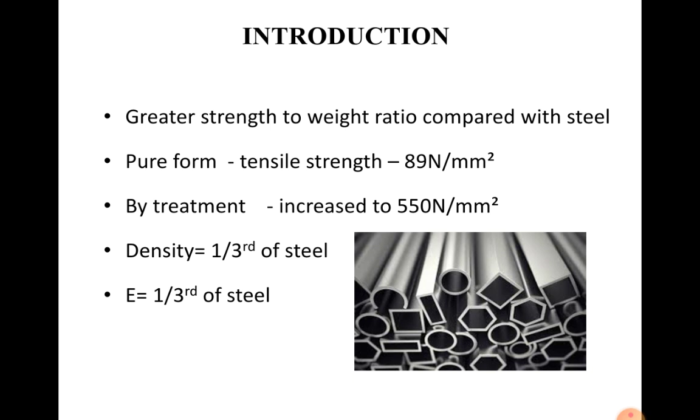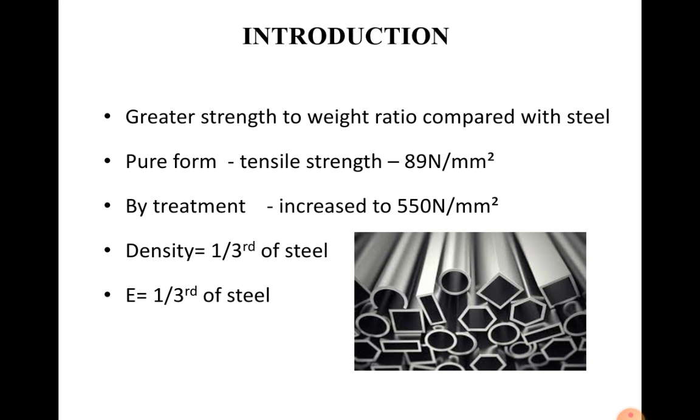So, aluminium is a widely used building material now, and it is the next material compared to steel. Nowadays, it's becoming more popular because of its greater strength to weight ratio compared with steel. The pure form aluminium has low tensile stress of only around 89 Newton per mm square. However, if it is treated, then it can be increased to around 550 Newton per mm square.